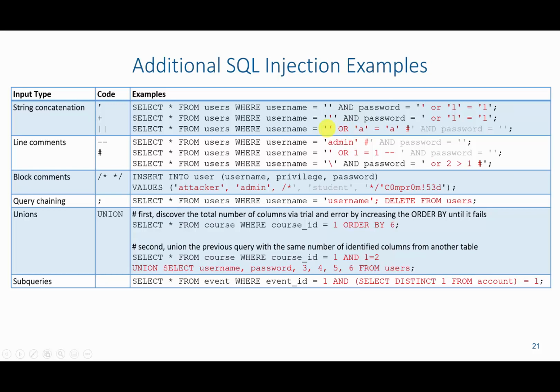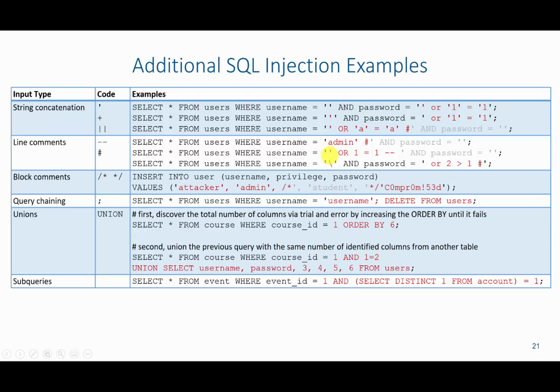This third example is going to end the username check, and then it's going to check if A equals A and then comment out the rest of the code. A always equals A, and so this would find the users. The fourth line is going to now use line comments. So there's 2 types, dash dash space and pound. So this first one, we're going to enter an admin quote space pound as the username, and the pound is going to comment out the password, and so it'll find the users.